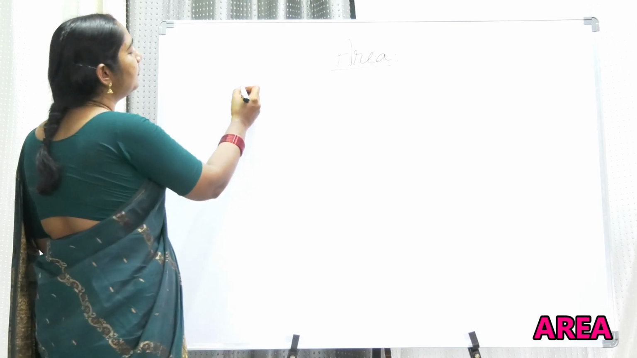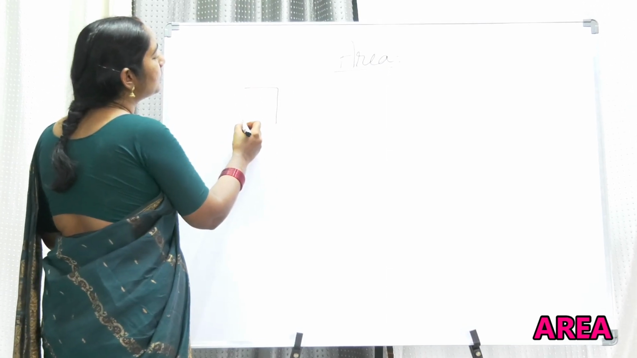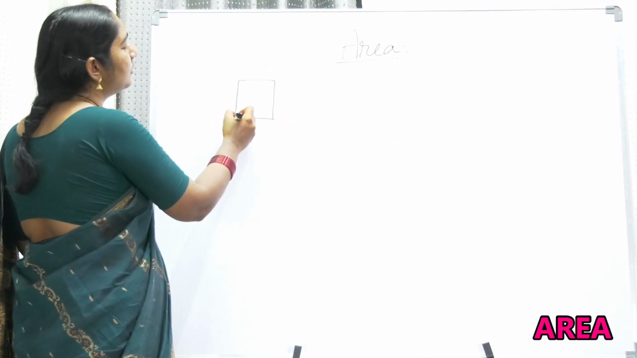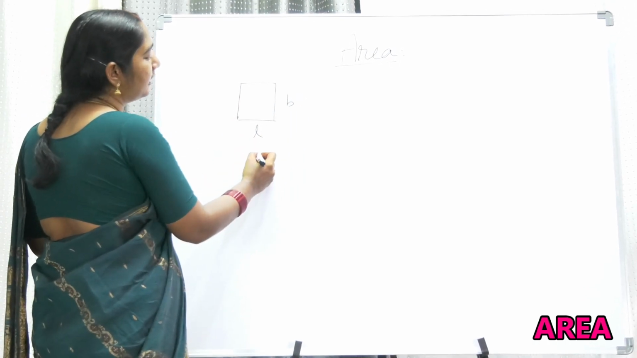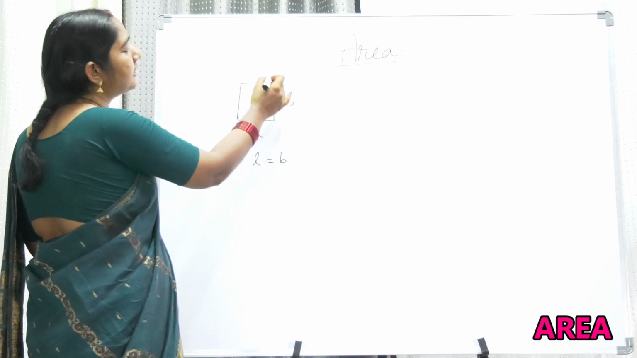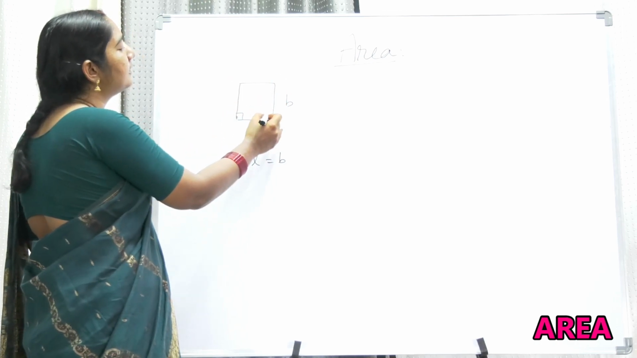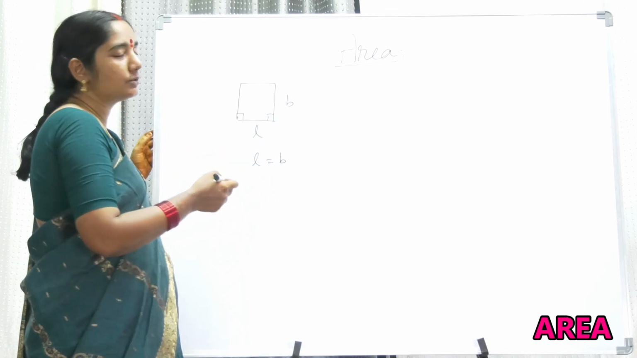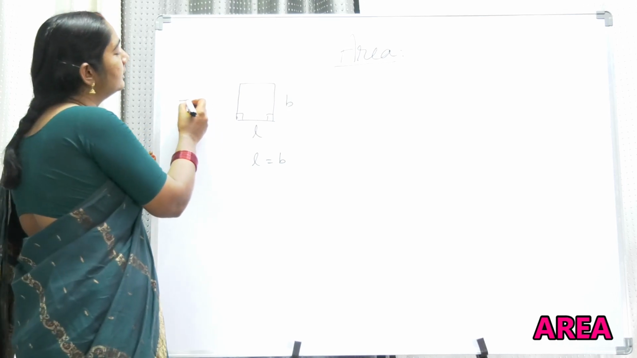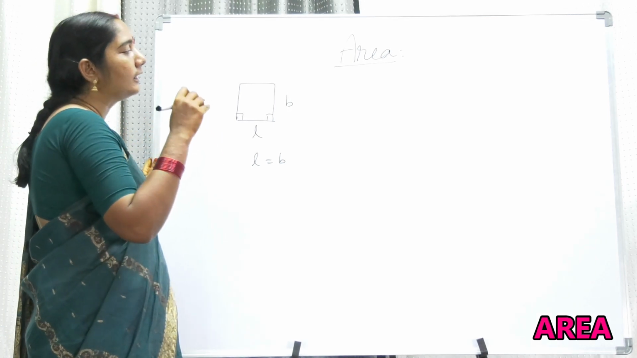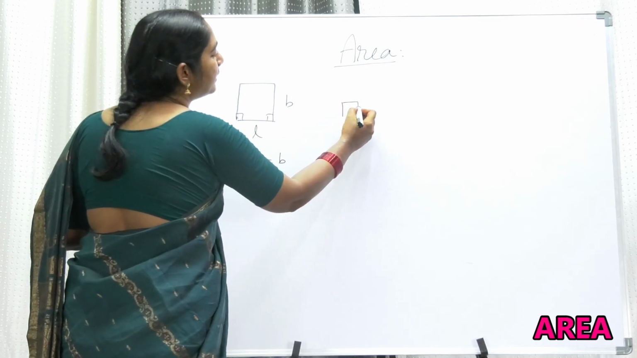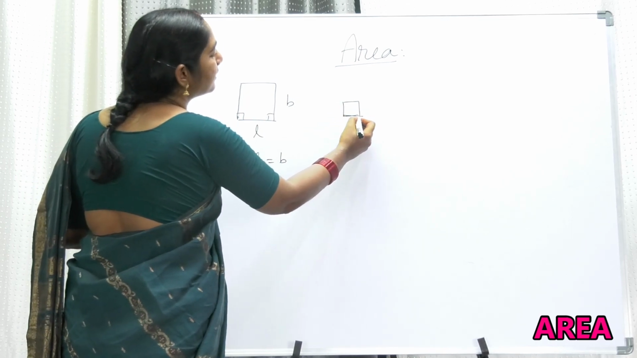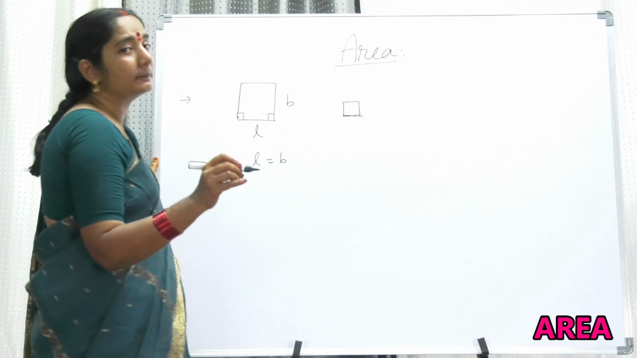Area is, for example, if you take a square. A square is nothing but a figure whose length and breadth are equal. If the length is equal to breadth, meaning all the sides are equal and all the angles are 90 degrees, then we call it a square. Already you know that. So my dear friends, you have to draw the 1 centimeter square. Please try to draw 1 square centimeter on your paper.